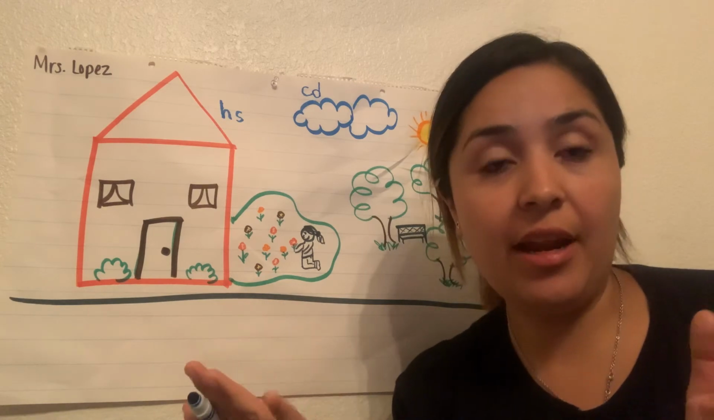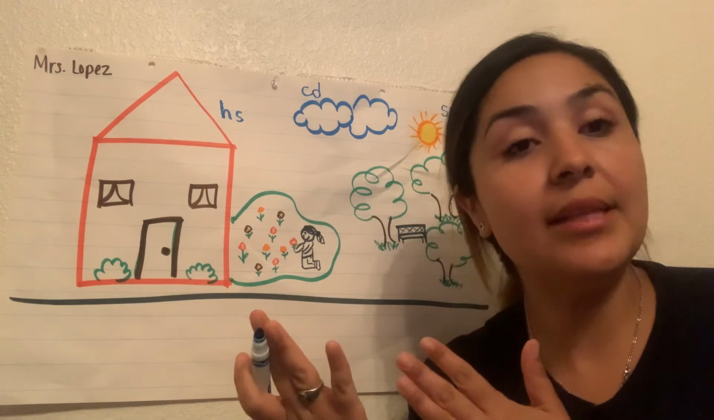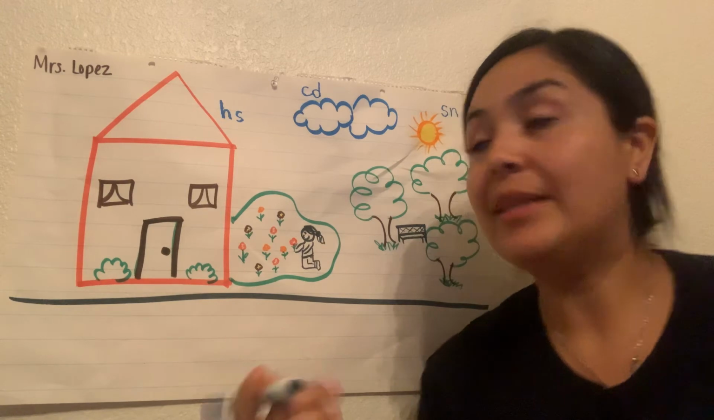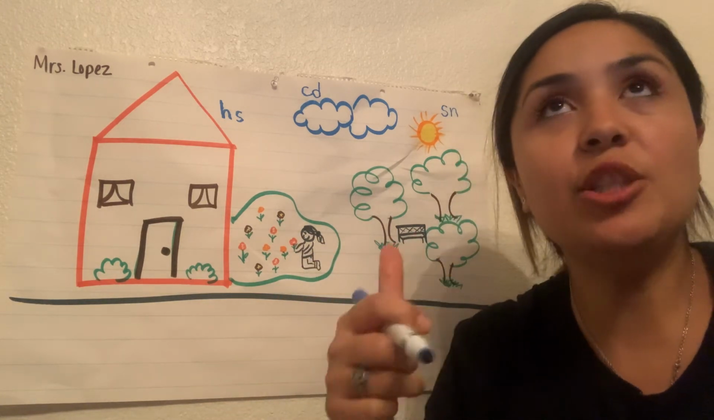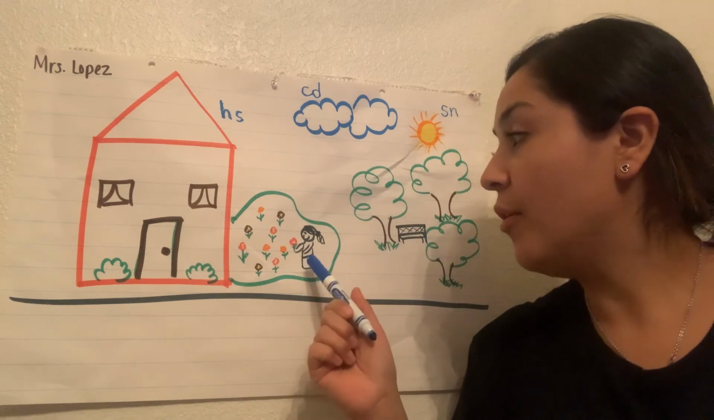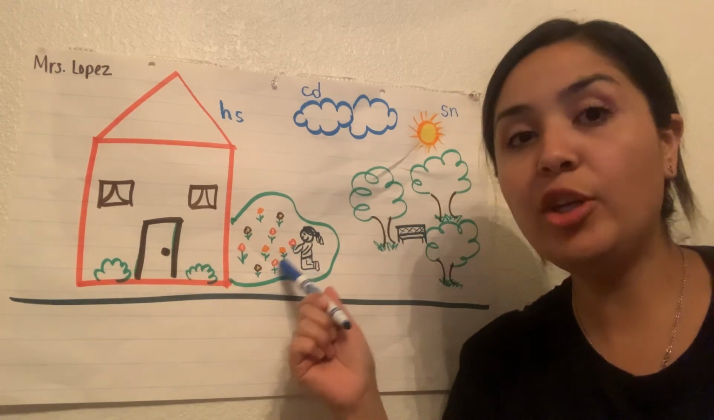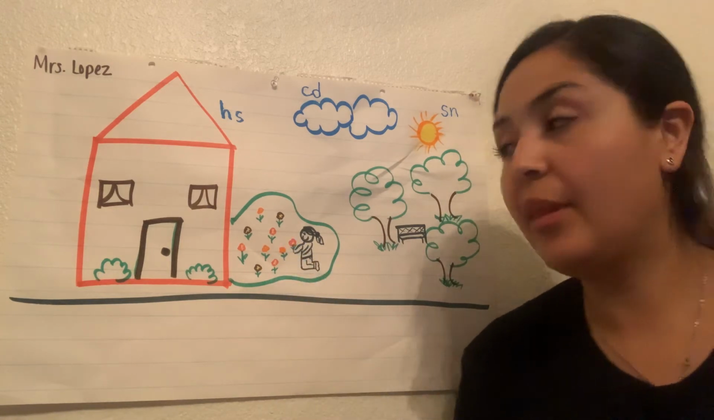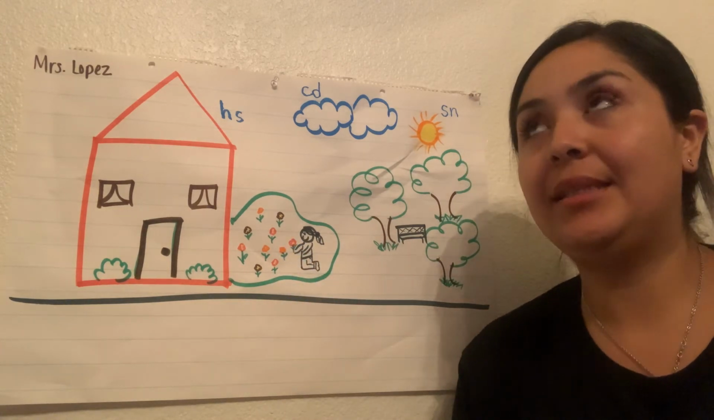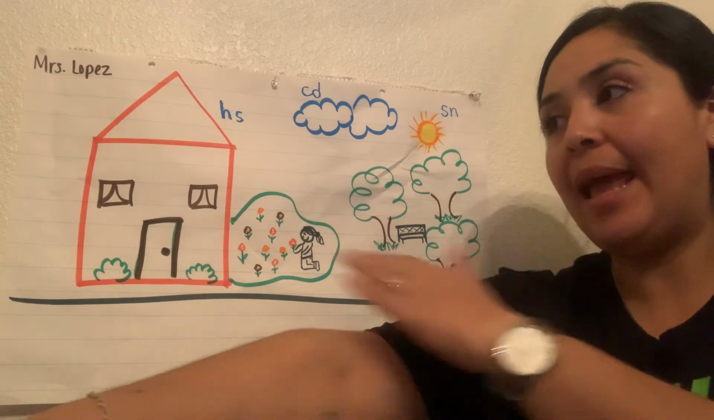I could finish here and I could be like, whoop, I did what Miss Lopez asked. You know, I did my three labels, but guess what? I want to be the super awesome kid. So I'm going to go ahead and label what I like to do. I want to label plant. Okay? Plant.